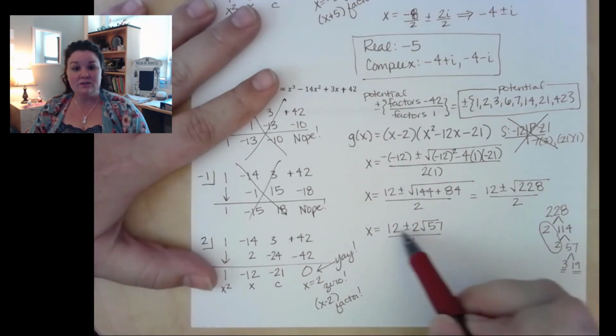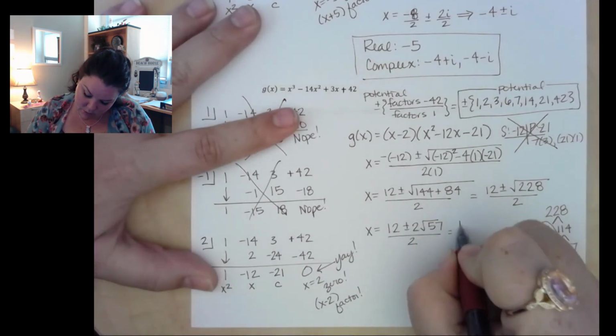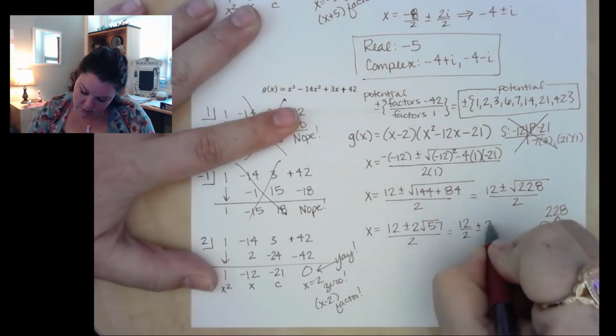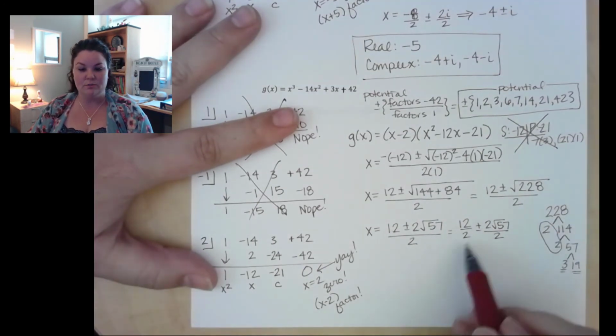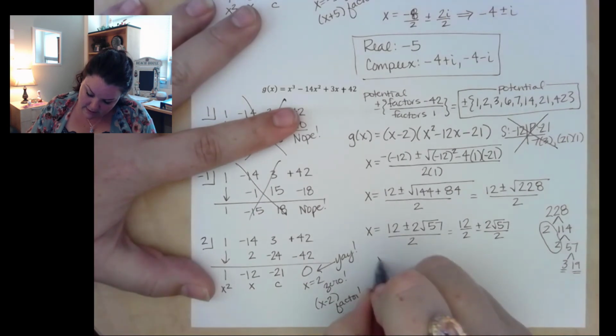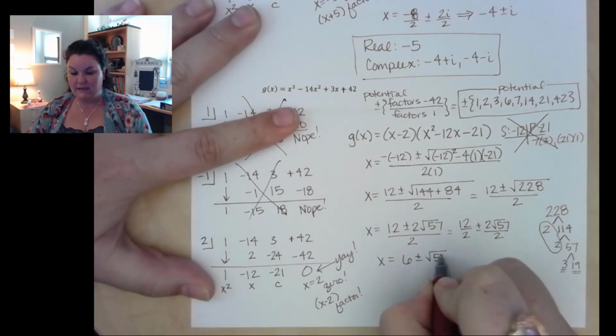And then notice both of these are divisible by 2. So I can go ahead and write this separately. I can say 12 over 2 plus or minus 2 square root of 57 over 2, and just reduce each piece. So I have x is equal to 6 plus or minus the square root of 57.